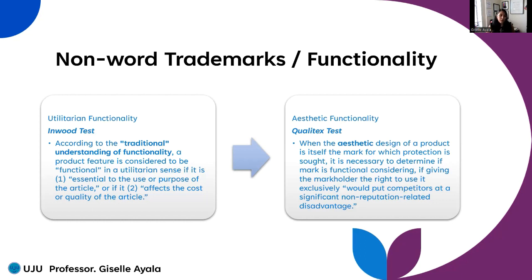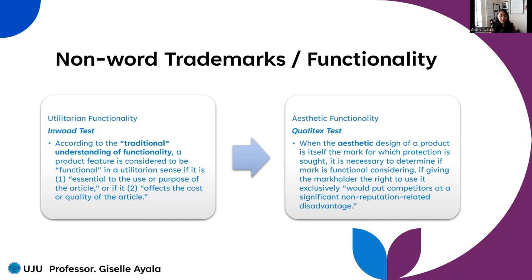On one hand, we have utilitarian functionality, and to evaluate that functionality, we apply what is called the Inwood test. This is a name that comes from certain court cases, and there's going to be a step where maybe utilitarian functionality is not exactly what we need to evaluate. So we have also aesthetic functionality.